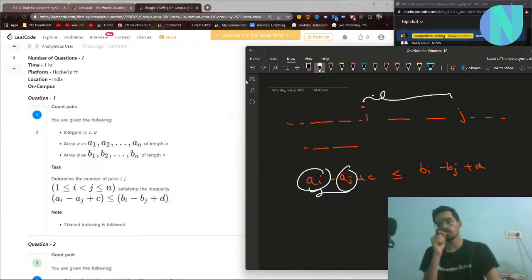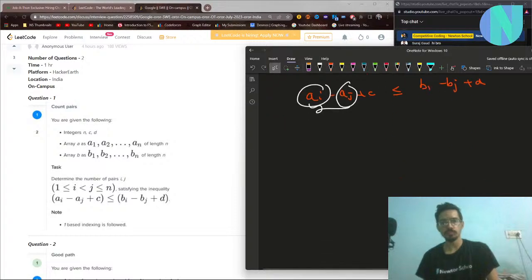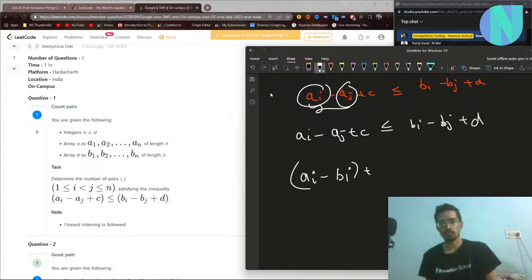To solve this kind of counting problem, you need to make both the states separate. That is, you need to break this link, right? So you have to rearrange the formula. If we have AI minus AJ plus C less than equal to BI minus BJ plus D, and you rearrange it, you will get AI minus BI plus C is less than equal to BJ minus AJ plus D.